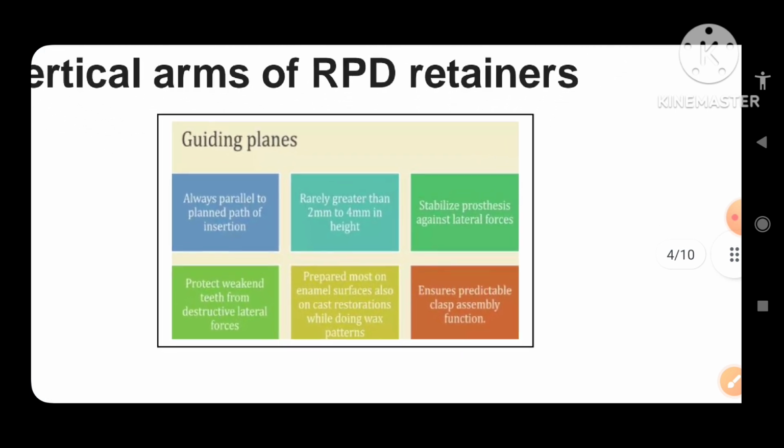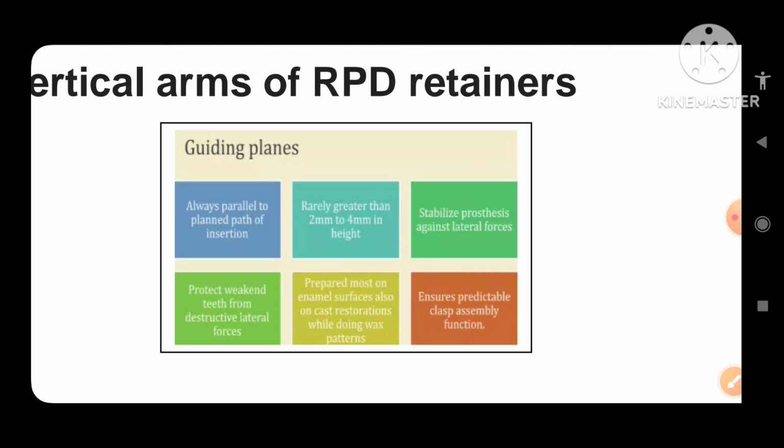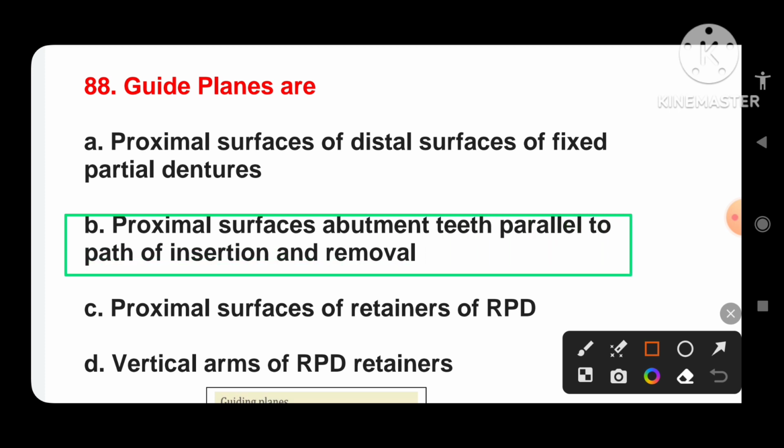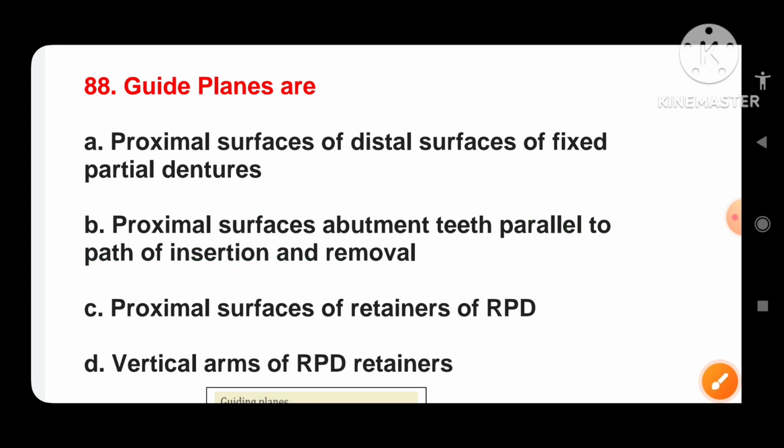So guide planes, I have shown you that it is always parallel to the path of insertion and rarely greater than 2 mm to 4 mm of height, stabilize prosthesis against lateral forces. It protects weakened teeth from destructive lateral forces, and it is prepared mostly on enamel surface, also on cast restoration while doing wax pattern. It ensures predictable clasp assembly functions. Okay, so guide planes are proximal surface abutment teeth parallel to the path of insertion and removal.